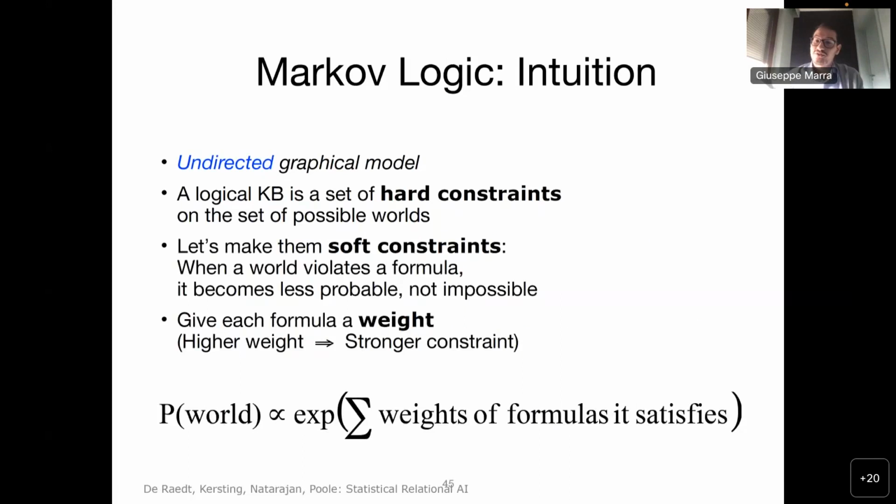So these constraints are not really ruling out completely some model or some assignments to the variables you're interested in, but they provide... an assignment is more probable if it satisfies more rules. So this is the idea behind Markov logic. You can define probabilistic distributions over assignments by introducing soft constraints over these variables.